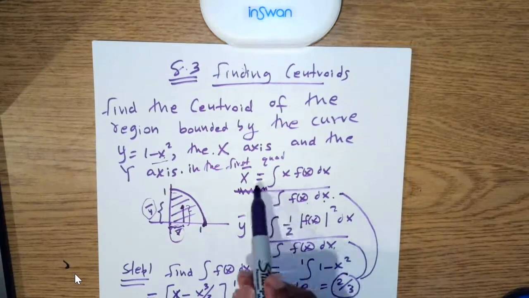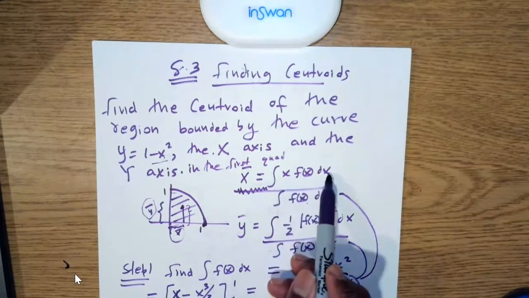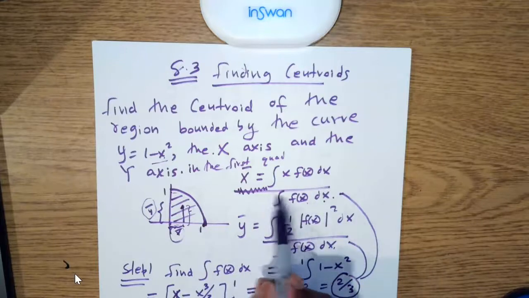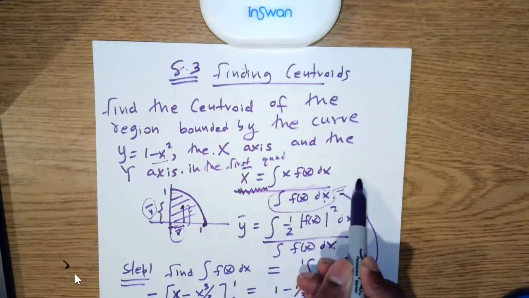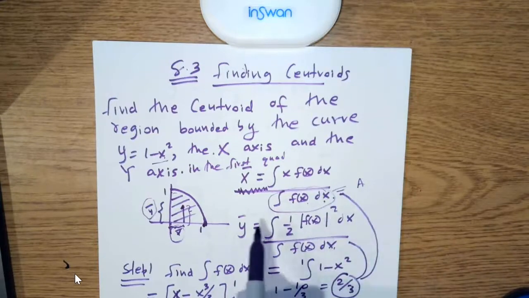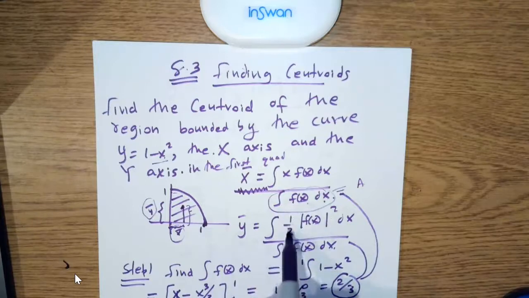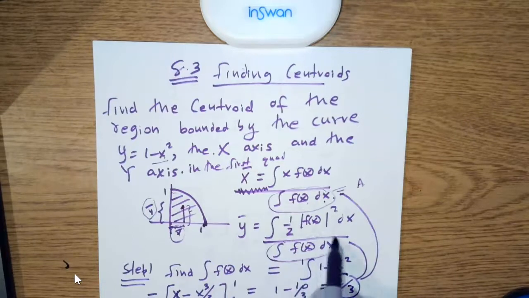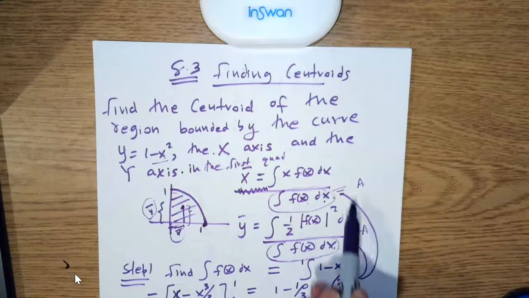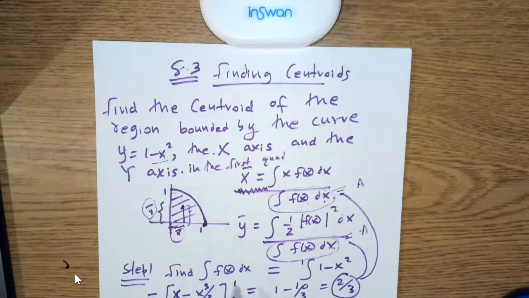Okay, so x bar is the integral of x f(x) dx, right? And divided by the integral of f(x) dx. This is actually the area of the region, and then y bar is slightly different, 1/2 times the integral of the absolute value of f(x) squared dx, right? And then again divided by the same area integral. Because both of these have the area as common, the integral of f(x) dx, it might be a good idea to just find it first. So first, let's find this area, the integral of f(x) dx, right?